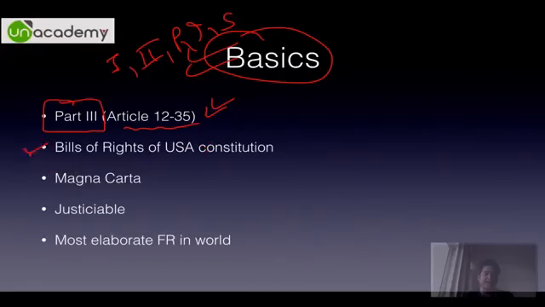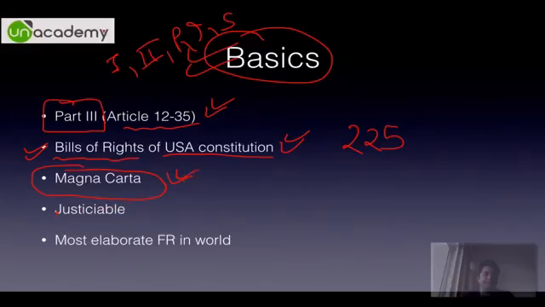It has largely been incorporated from the Bill of Rights of the USA Constitution, written way back 225 years ago. It is also called the Magna Carta of the Indian Constitution because it is justiciable, or enforceable in a court of law. This is the major difference. That is why it is called the Magna Carta. And this is the most elaborate description of fundamental rights in the entire world.